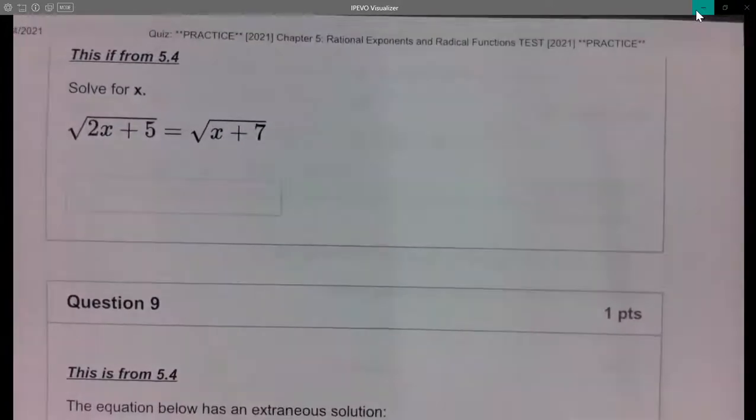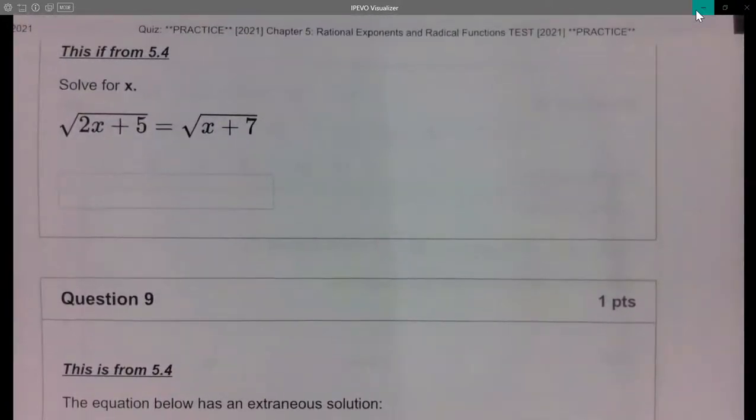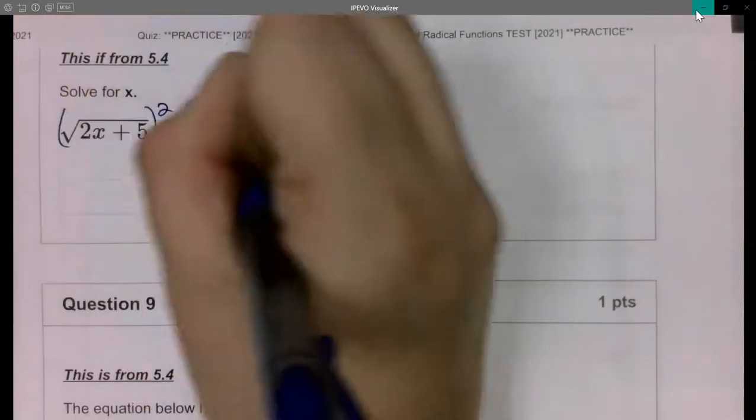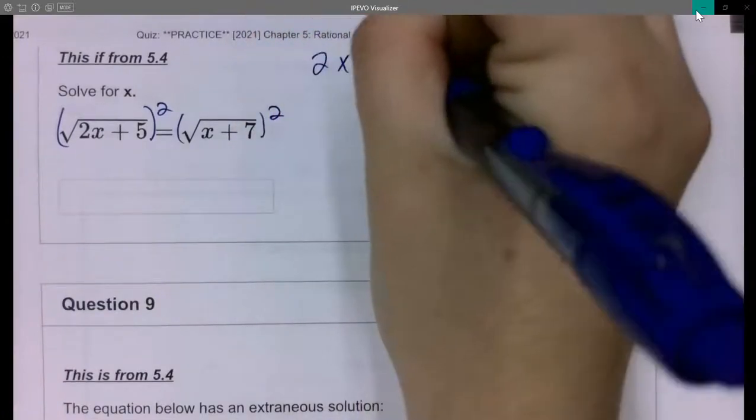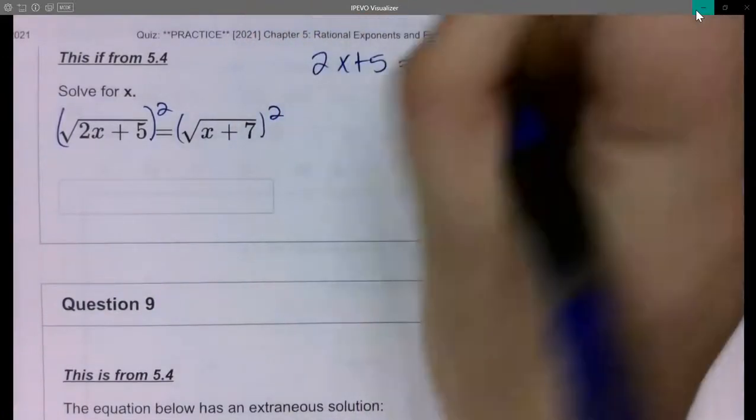Moving on. This one again wants me to solve for x. It is two square roots equaling each other. The way we get rid of square roots is by squaring. So I can square both sides. I get 2x plus 5 on the left and x plus 7 on the right.